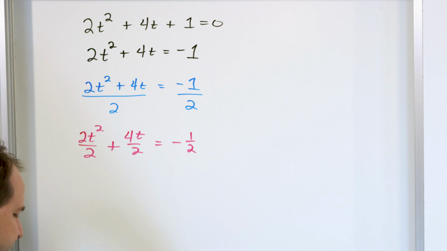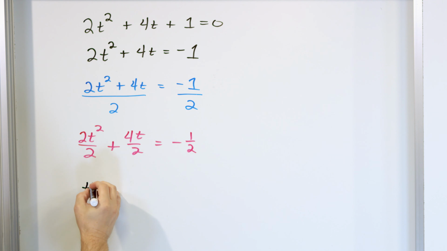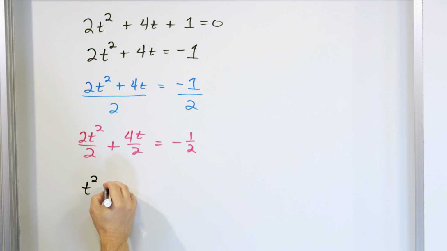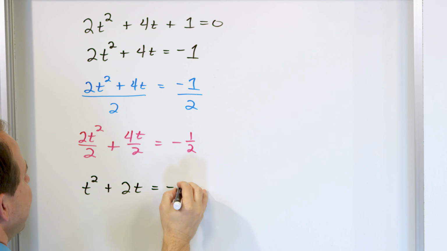All right, so now I have it in this form. Why am I doing that? Because now the 2 divided by 2 is 1. I'm still going to have the t squared left over. The 4 divided by 2 is 2. I'm still going to have this t left over. And on the right, I'm going to have a negative 1/2.